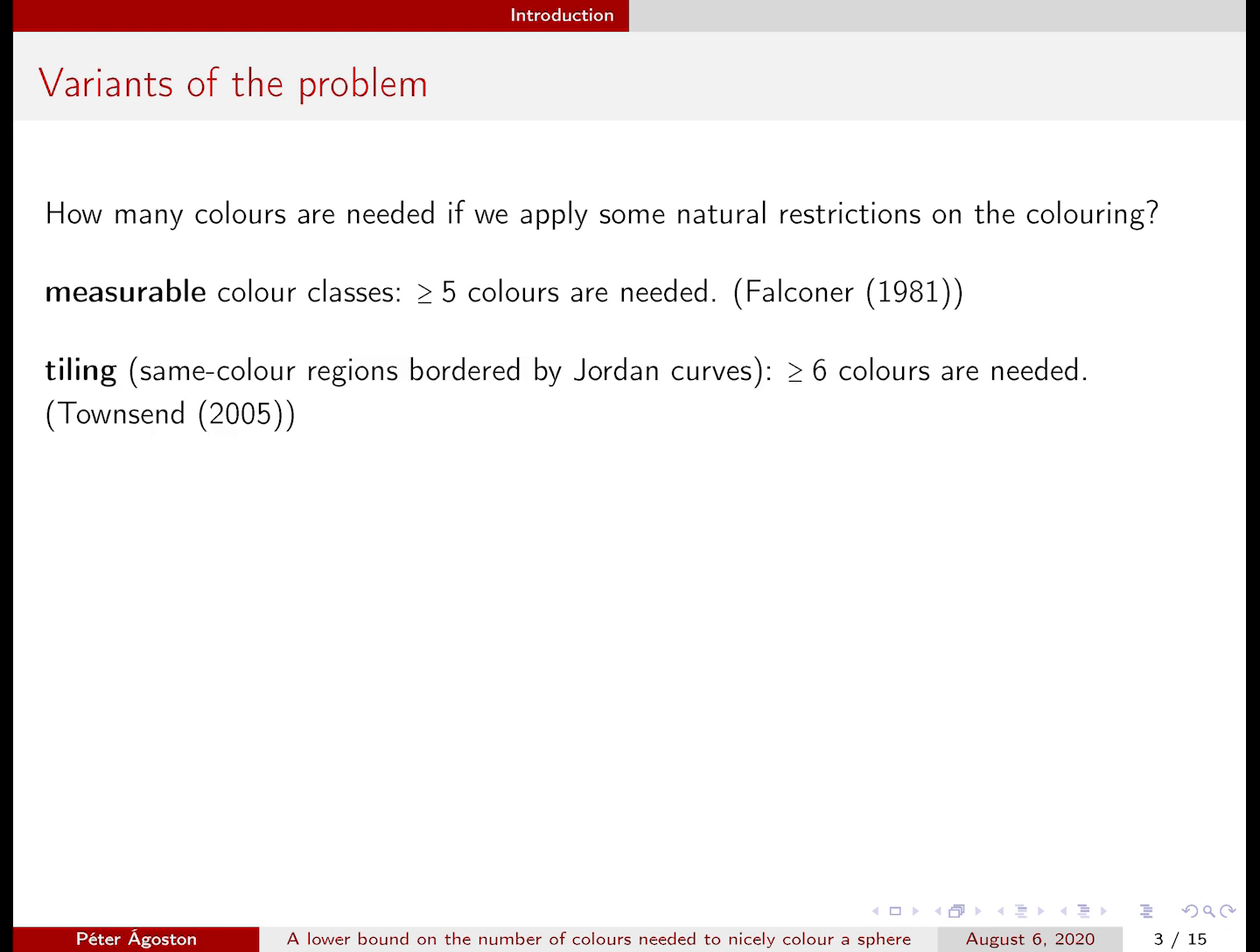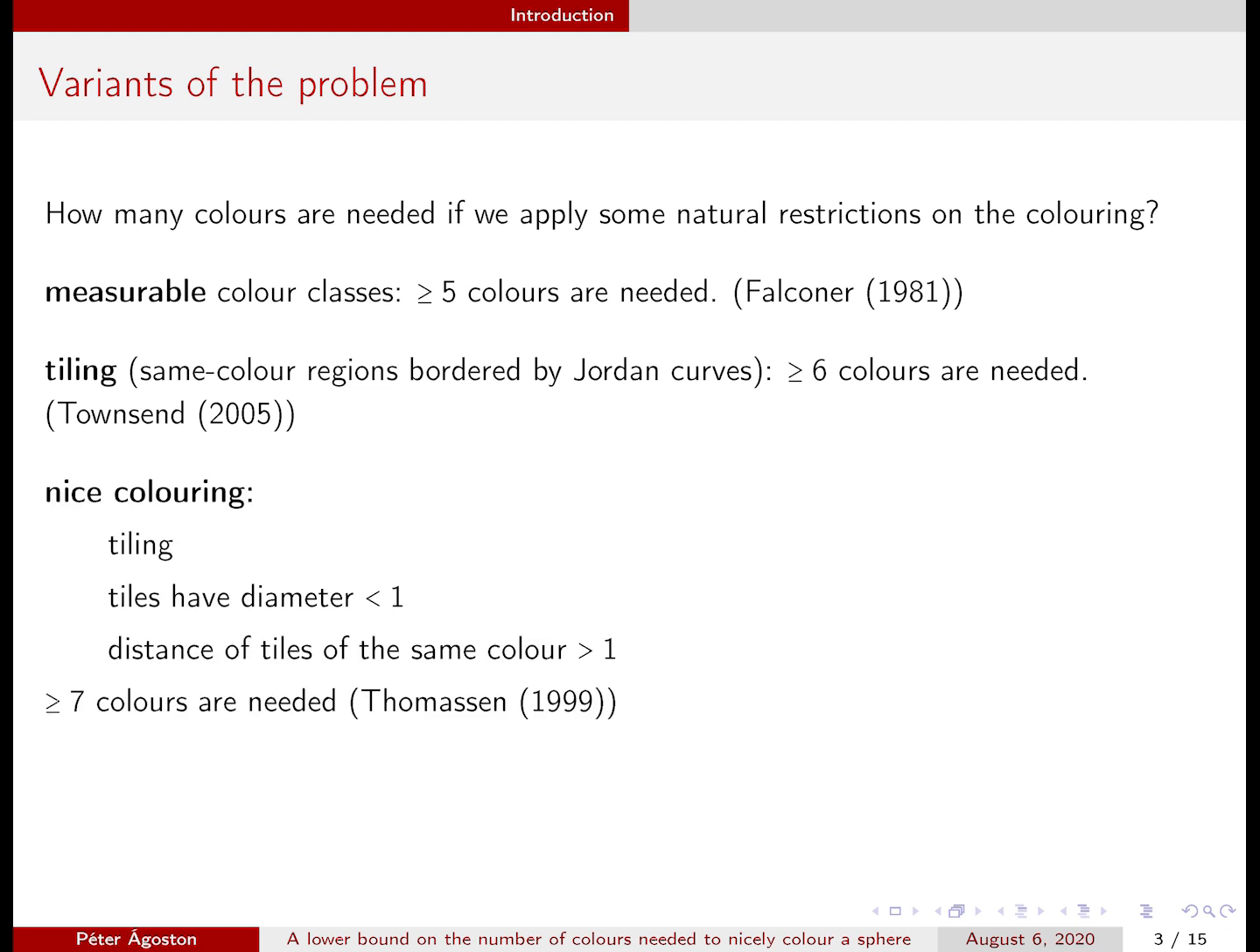Now call a region in the plane bounded by a Jordan curve a tile. Also, call a coloring of the plane where the color classes are disjoint unions of tiles a tiling. Townsend proved that all tilings of the plane need to use at least 6 colors. It is natural to ask about the colors of the borders in a tiling, but as a consequence of the De Bruijn-Erdős theorem, they don't affect the minimum number of colors needed.